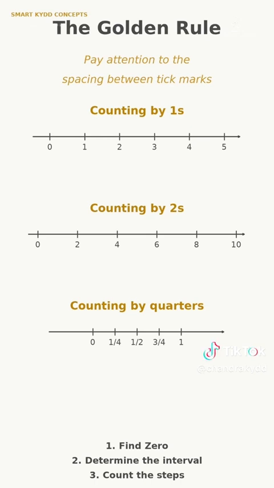To read any point on a number line, follow these 3 simple steps. Step 1, find 0, or your nearest labeled whole numbers. Step 2, determine the interval. Figure out what each tick mark represents. Step 3, count the steps from 0 or the nearest known mark.